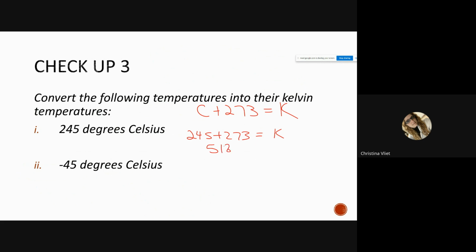Are there any Cambridge questions that they would ask you just to do that? It's going to be one step in a large process. Just be real with yourself here. All right, next one, negative 45 degrees. Negative 45 plus 273 is 228K.